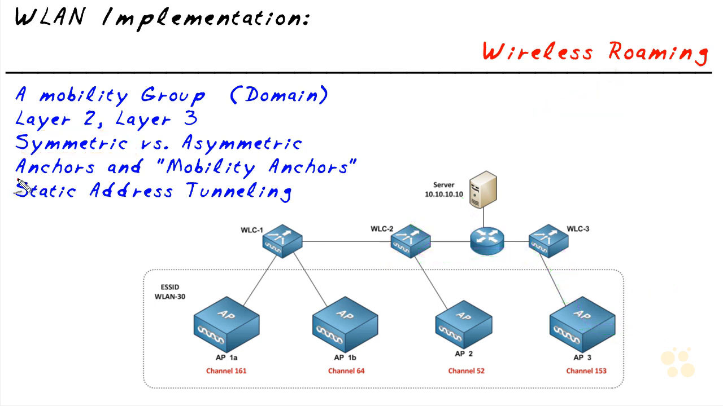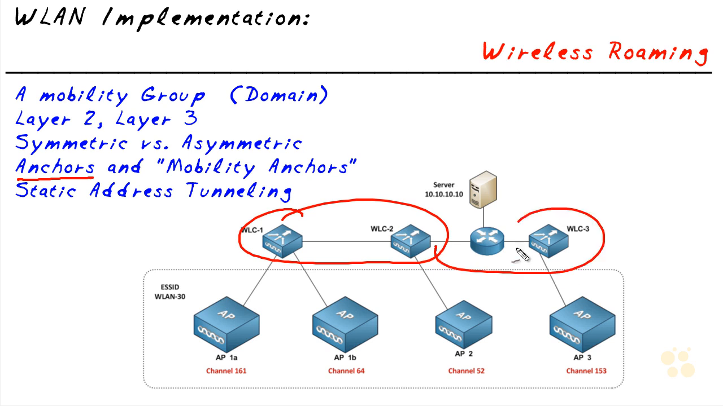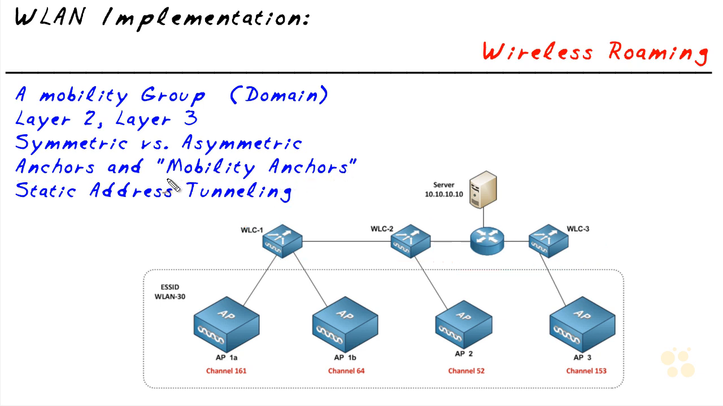So the process of anchors happens by default when we have roaming between different layer 3 networks, and it's all agreed to and possible because of the controllers that belong to the same mobility group. Now there's a significant difference between an anchor used when roaming between layer 3 networks and something called a mobility anchor. And here's the differences. The mobility anchor is planned beforehand.